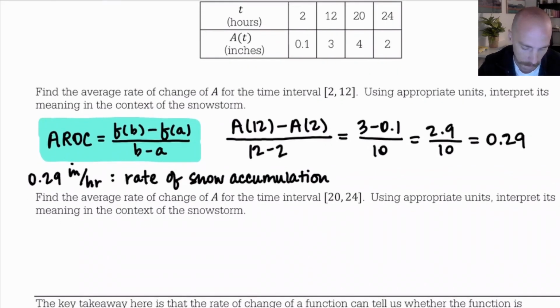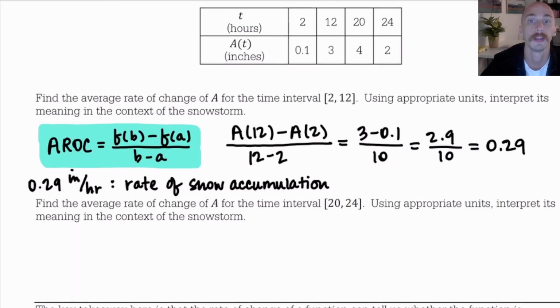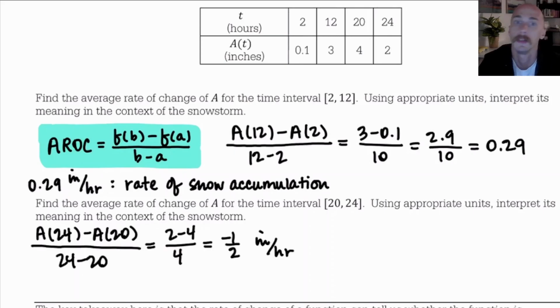And so if I did the same thing and found the average rate of change of A for the time interval 20 to 24 hours, I would find that it's going to be negative because A decreased. The units of this rate will still be the same because it's still the rate of change of the same function. So it's negative 1/2 inches per hour. Okay, so if A is the height of the snowstorm, or not the snowstorm, but the amount of snow that's sitting outside the door, and it has a negative rate, it means that the actual height is going down. So I might say this is related to like the rate of snow melt or something like that.